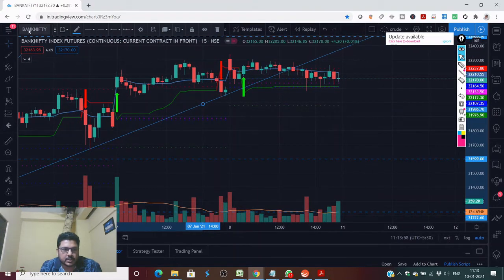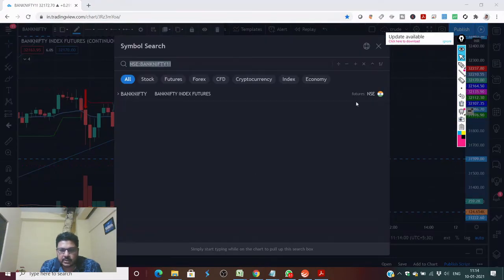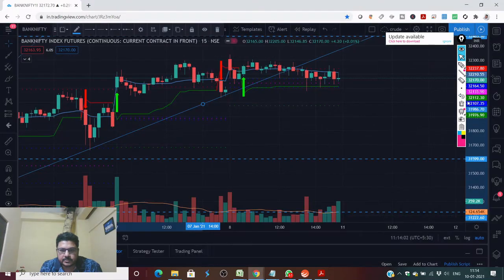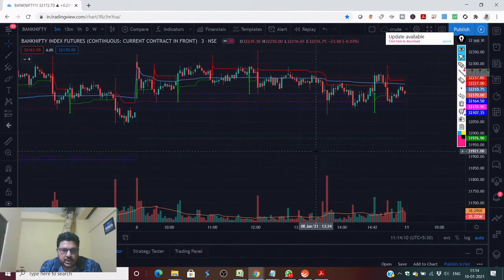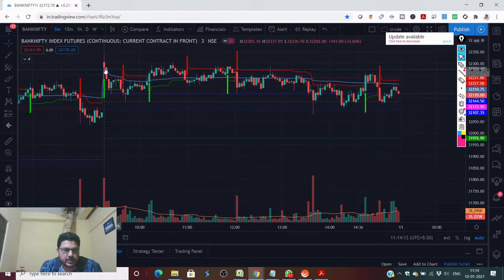Now look at this from a slightly lower time frame. Let's see on a 3-minute chart. The 3-minute chart was very volatile that day. As you can see, how many times did the super trend cross? Once, twice, thrice, 4, 5 times it crossed.